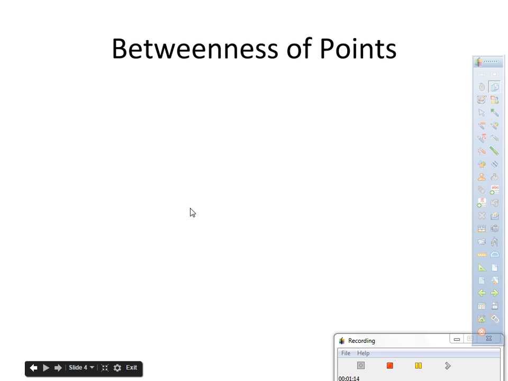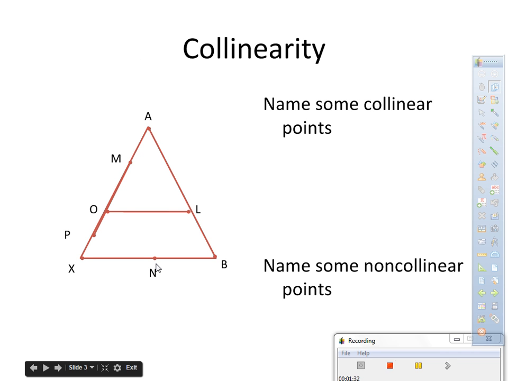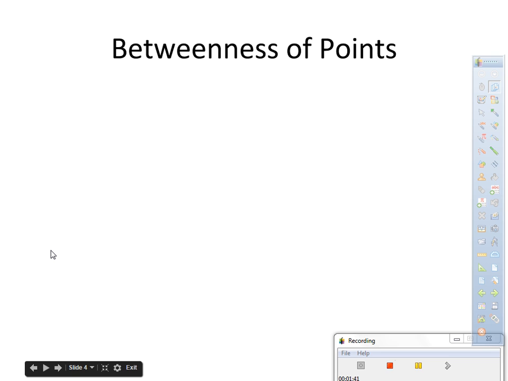Some non-collinear points would be any points that form an angle or do not intersect. So A, M, and N are not collinear. Even though A and M are collinear, A, M, and N are not. I think you guys probably understand that.